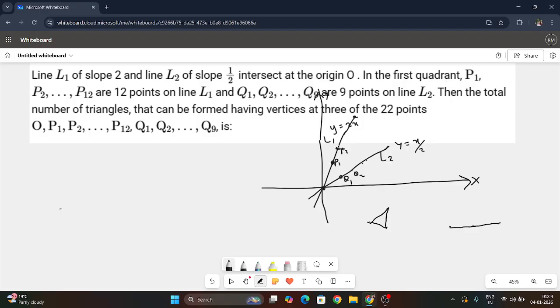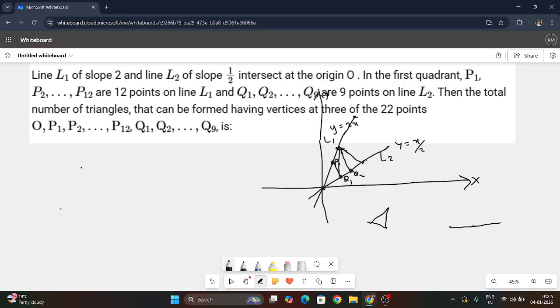Suppose I am choosing this point and this point and making this triangle. Or it can be possible I can choose any 2 points from line L2 and one point from line L1, and in this way I can make a triangle. Okay, so let's write that first.